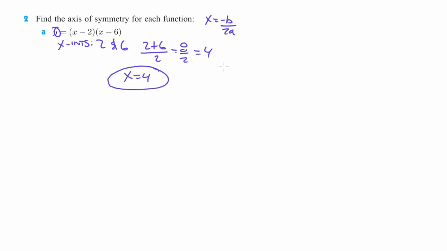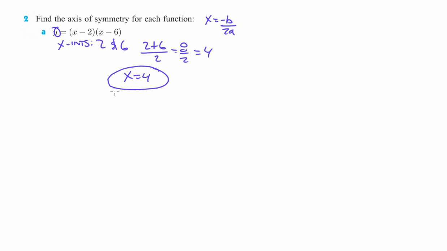Number two, find the axis of symmetry for each function. Okay? So really what we can do this a couple different ways. We can either use the x equals negative b over 2a, or we can find where the two x-intercepts are. I think that'll actually be probably a bit faster in this equation. So x-intercepts, we know if this is 0, that's going to be 2 and 6. So halfway between 2 and 6 is 8 over 2, gives us 4. So it's going to be x equals 4.